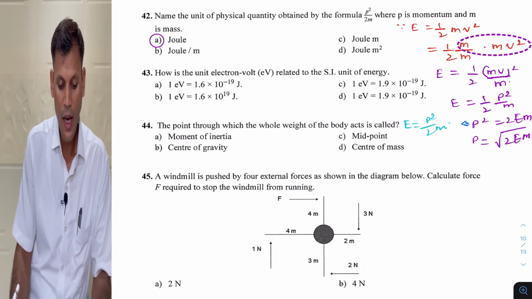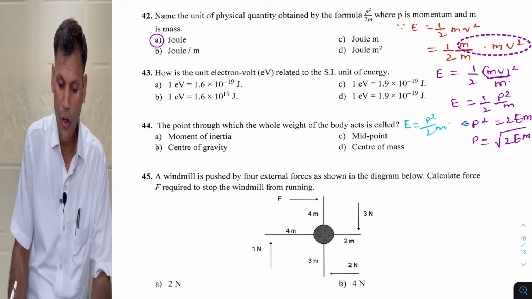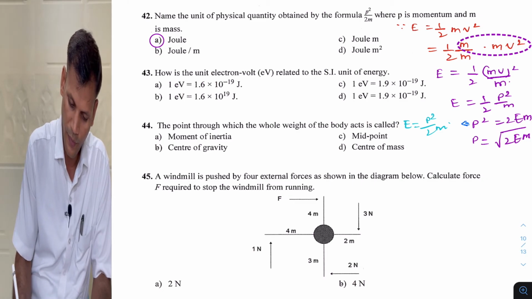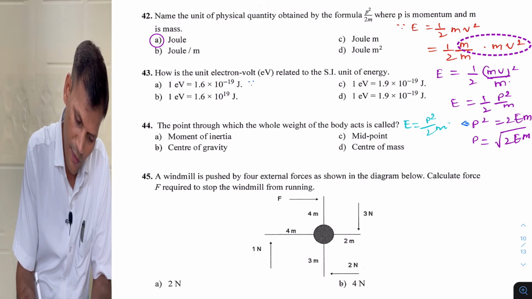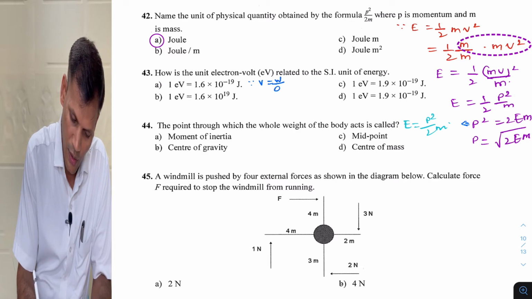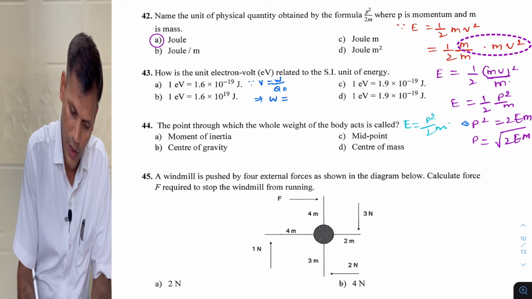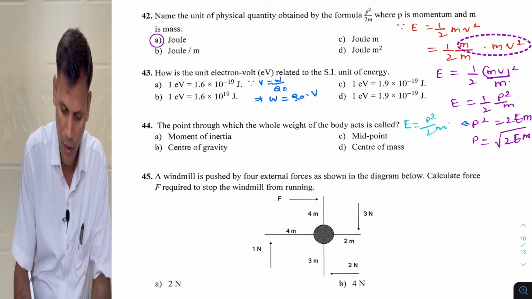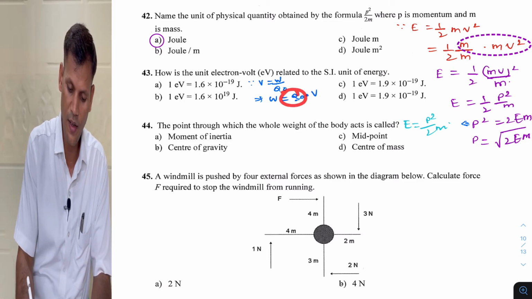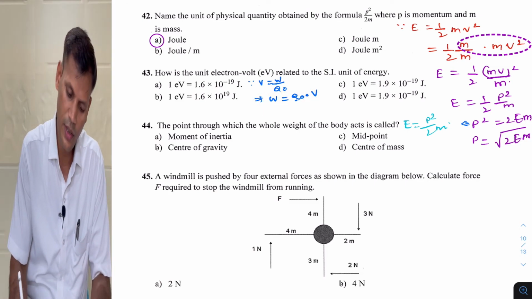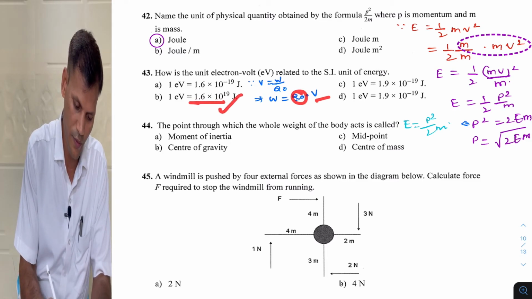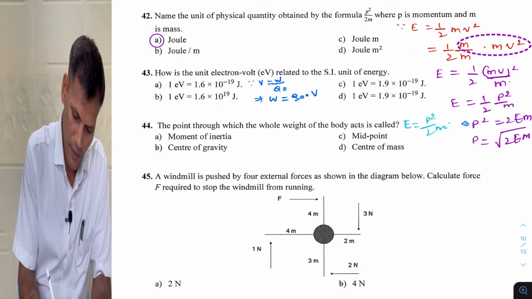Question number 43. How is the unit electron volt related to the SI unit? So 1 electron volt I can write over here, since V is W by Q naught, W will be Q naught into V. So charge into electric potential is potential energy. So the unit is 1.6 into 10 raised to minus 19 into 1 volt. Its answer is B.